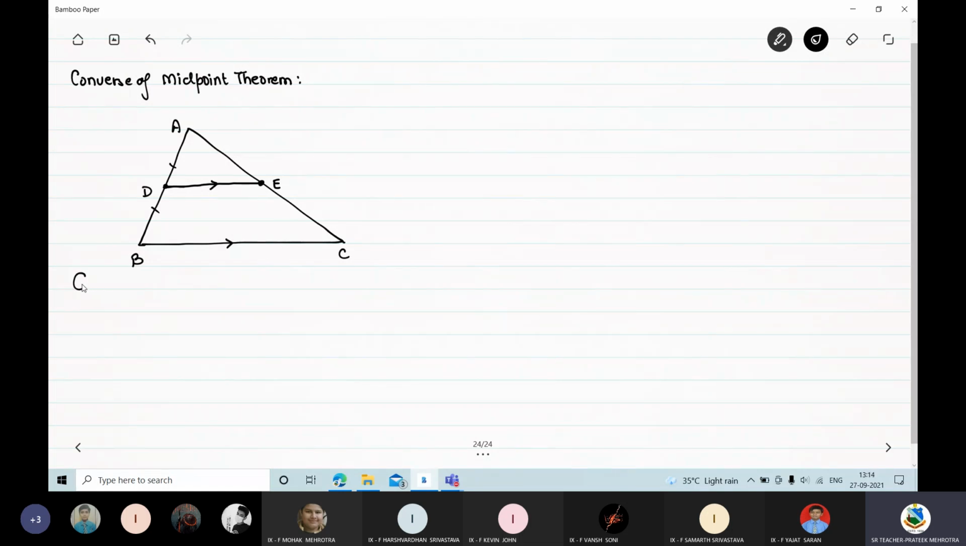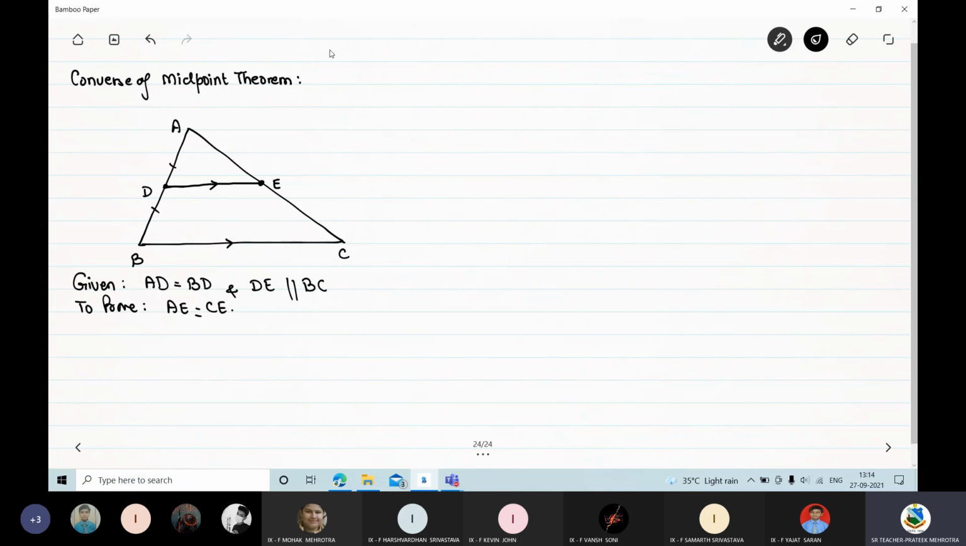So it is given to us in this part. It says that AD is equal to BD and DE is parallel to BC. This is given. We have to prove that it is bisecting the other side also. We have to prove that AE is equal to CE. Is this clear, children? Yes, sir, it is clear.